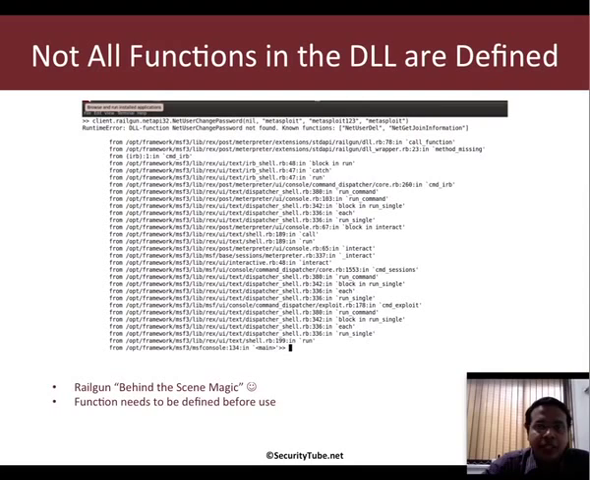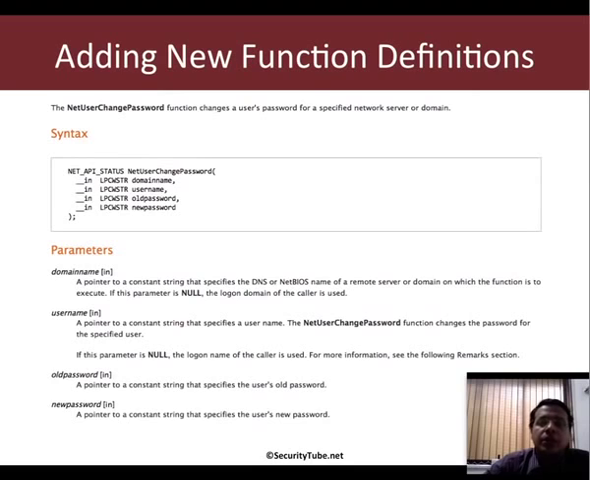And this is where, I think, as more and more security researchers contribute to Railgun and find use for different APIs, they keep adding those APIs to the definition files. So what we would need to do is add the function definition for the DLL before we can use it. Now, there are two ways in which we can do this. So let's look at NetUserChangePassword.